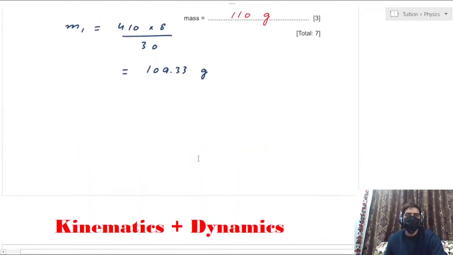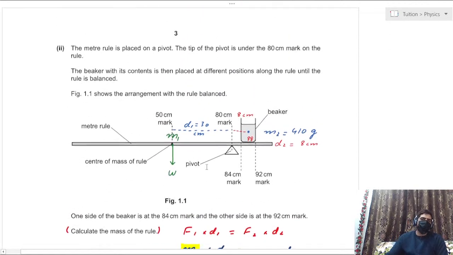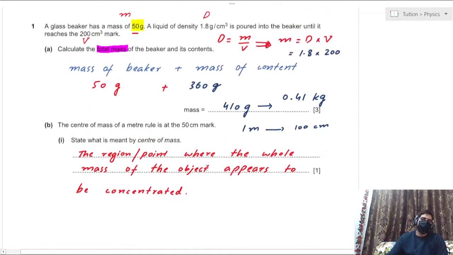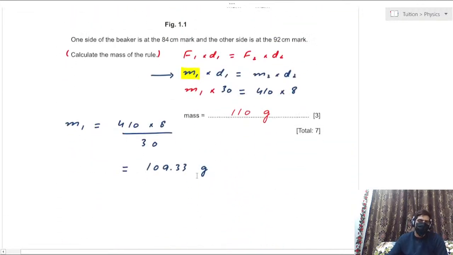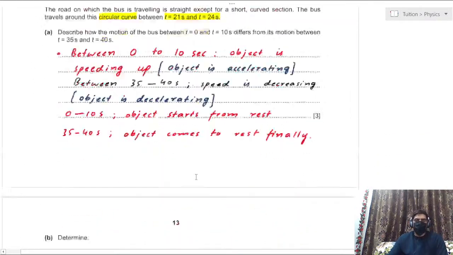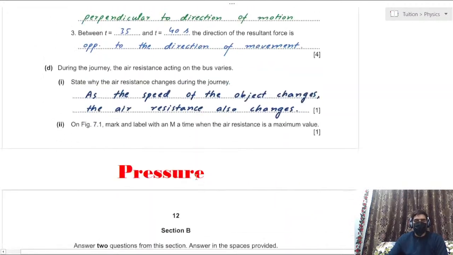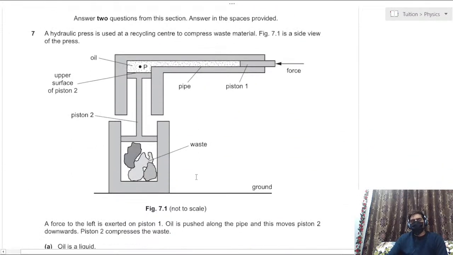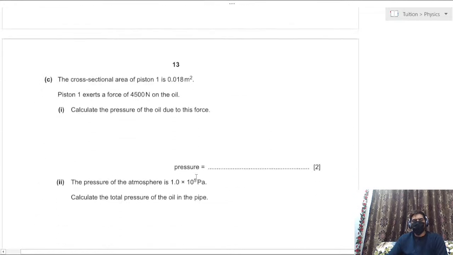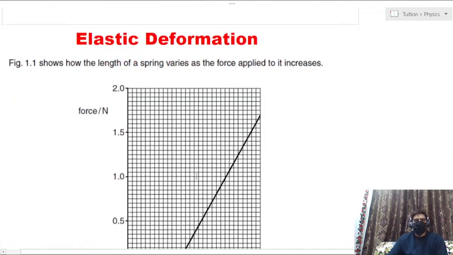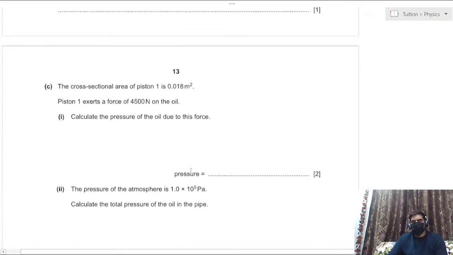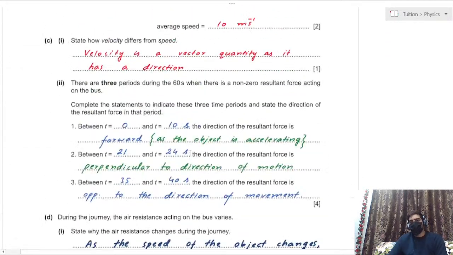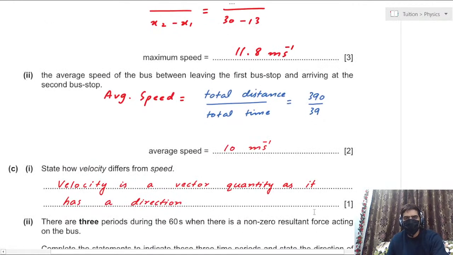All right, so that is from the 4 chapters. It was basically a question from 4 different chapters, starting with mass, weight, density, turning effect of force, kinematics and dynamics, the latest one obviously. For the next 2 questions I have chosen a 15-mark question from pressure, and another 15-mark question from elastic deformation. I'll complete solving the next 2 in my next video.